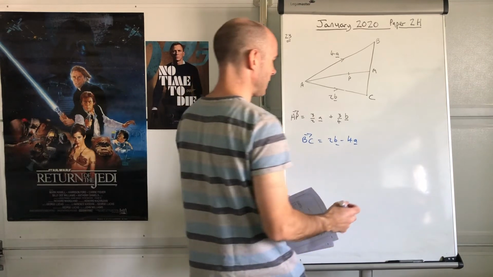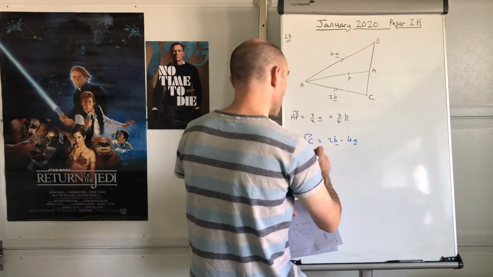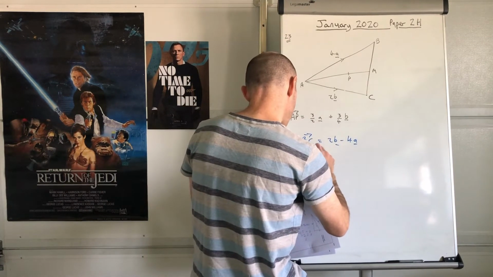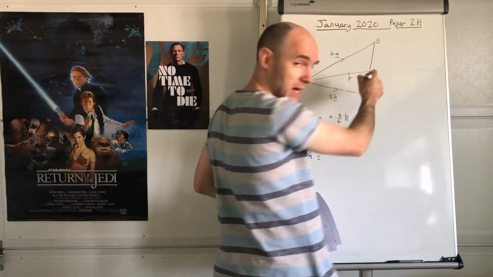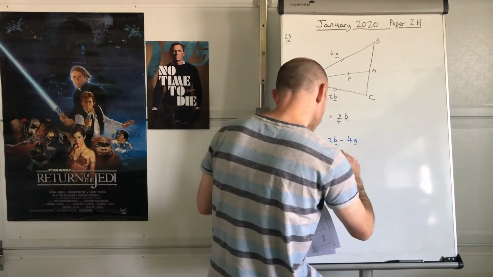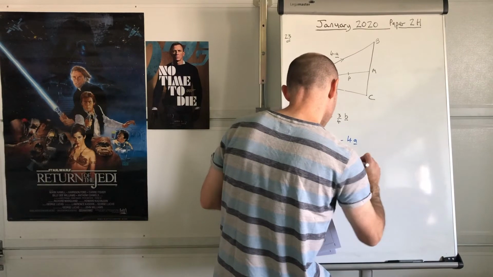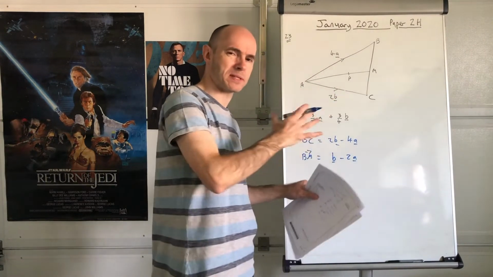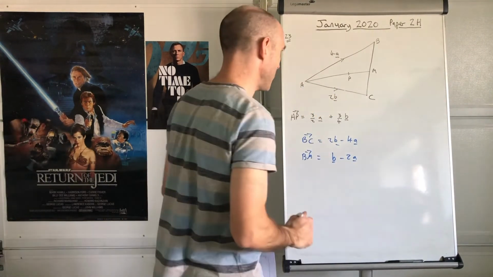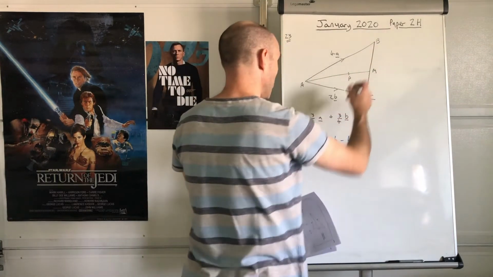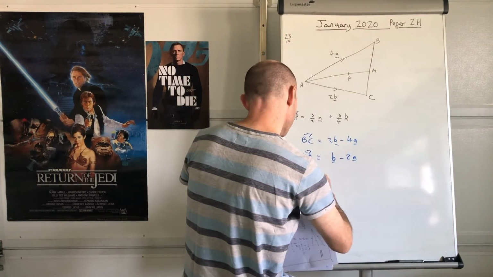What that means is BM is just half of that. So half of that is b minus 2a. You can see how vectors work: you just break it up into little steps to make it a bit more manageable. So that's BM. Now we can do what AM is.